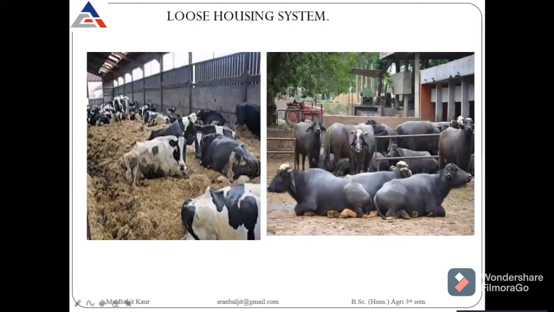So this is the figure of a loose housing system in which the cows can sit anywhere and can move anywhere.